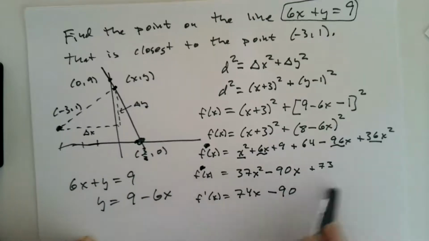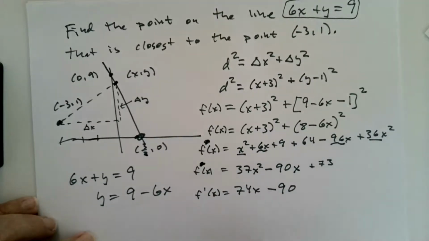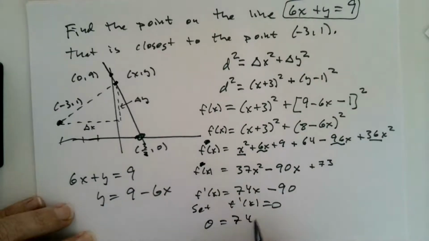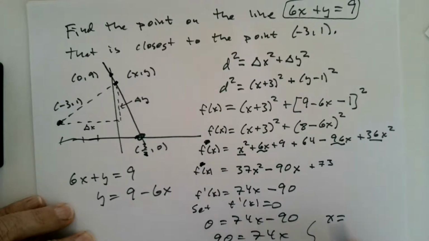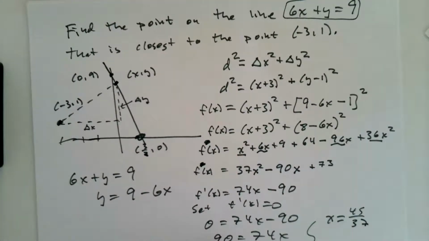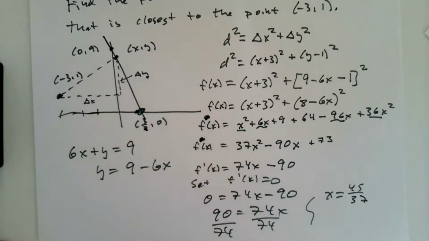That's f of x. Then I need f prime of x, taking the derivative of that. What do I get? 37 times 2x, 74x minus 90. To get the critical value, set f prime of x equal to 0. So 0 equals 74x minus 90. 90 is 74x, divided by 74, divided by 74. And I get x as, what is that, 45 over 37. Just a little bit more than 1, which I think I could believe looking at my picture.